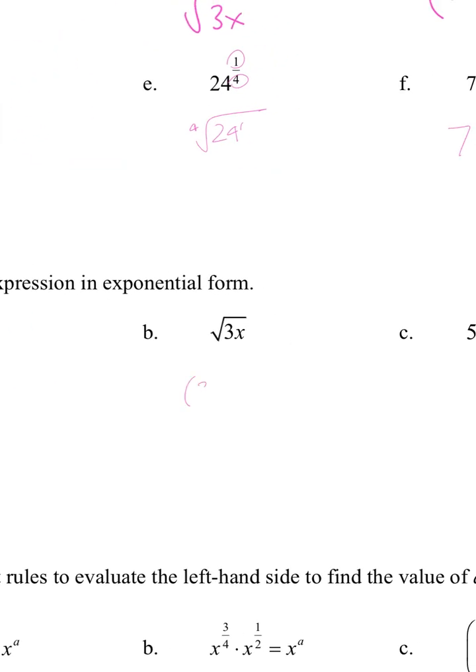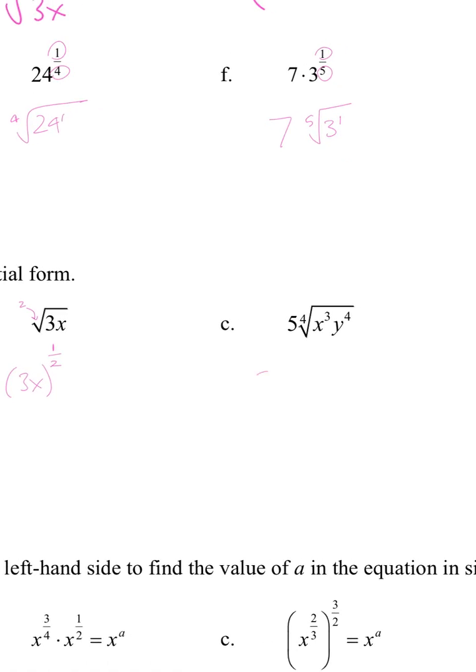Here I've got a 3x. Top number is the power, because I don't see a 1. Bottom number is the root. Keep in mind there's always an invisible 2 in there. This one I'm going to have a 5 out in front, and then I'm going to have x cubed y to the 4th, all to the 1/4 power.